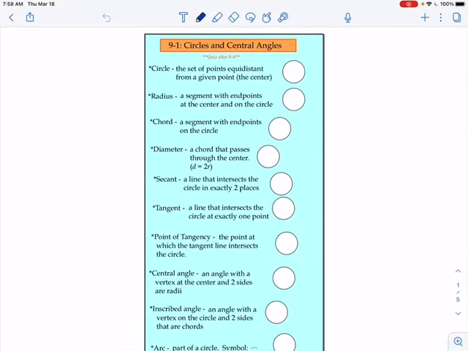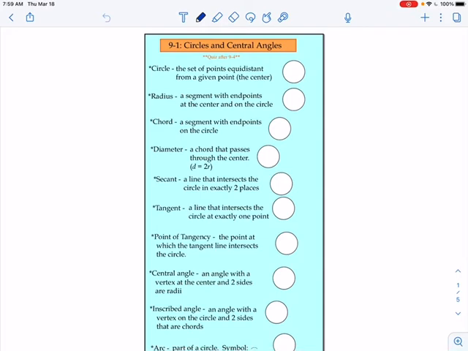Okay, so today we're going to start chapter 9, and chapter 9 is going to be all about circles and angles. And today we're going to talk about 9.1, which is circles and central angles. You're going to have a quiz in this chapter after section 4. The first part of this section is going to be a lot of definitions, and you're going to want to keep them handy throughout the chapter so that you can always come back to them.